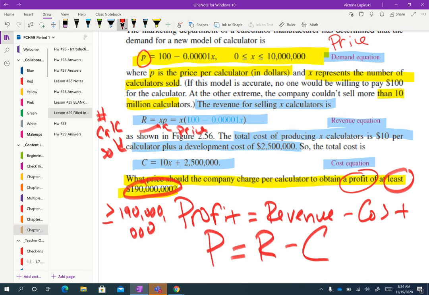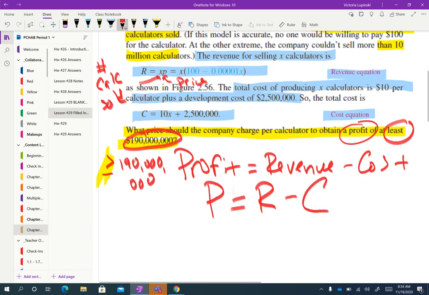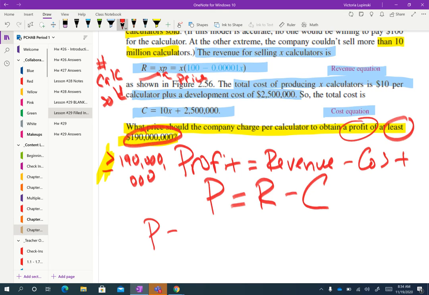So that fact that it's at least, that's what turns this into an inequality, which is why it's even in this section. So we're going to go ahead and take everything we have so far, and we're going to create that profit equation. In order to create the profit equation, I'm going to start with the revenue equation.